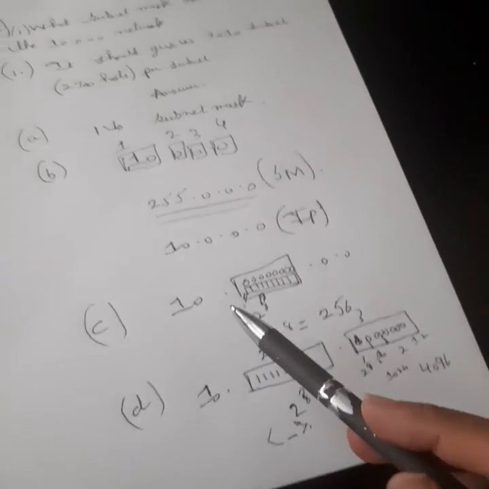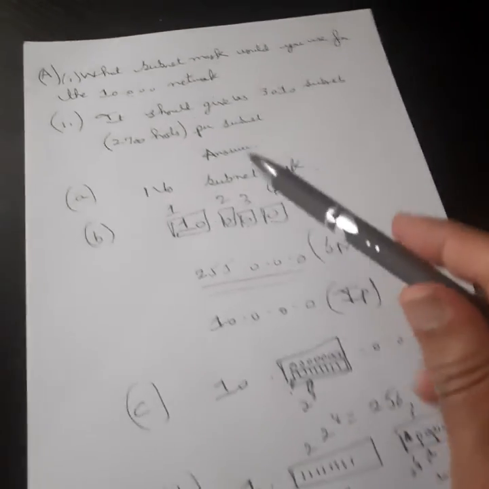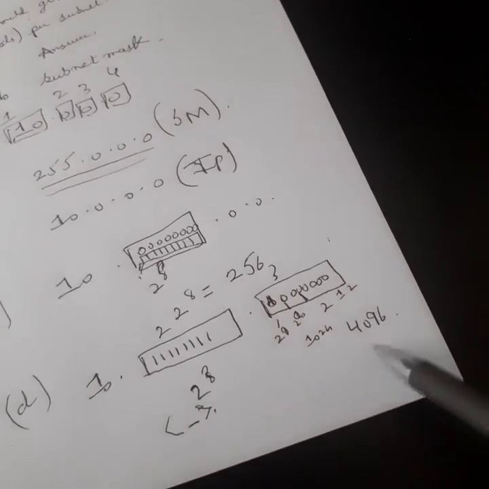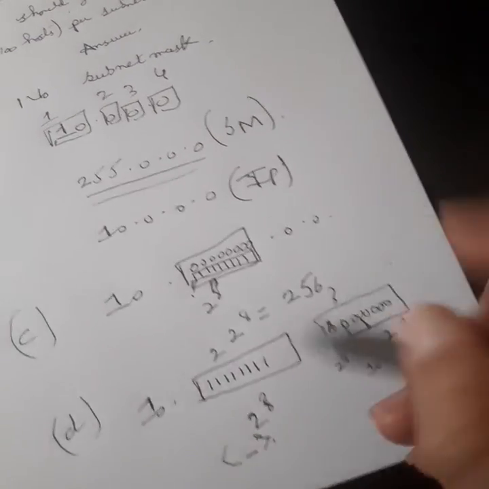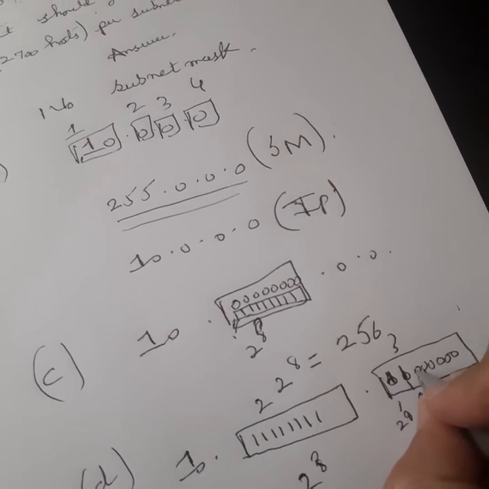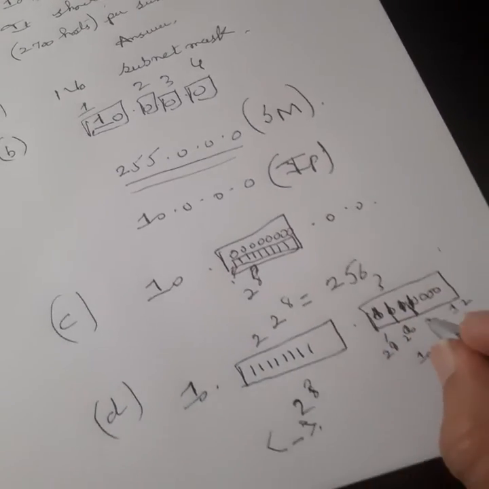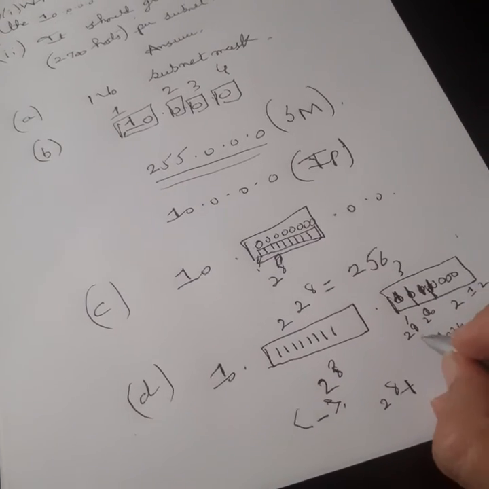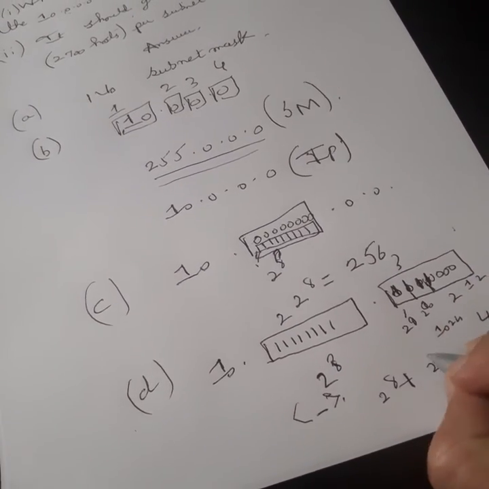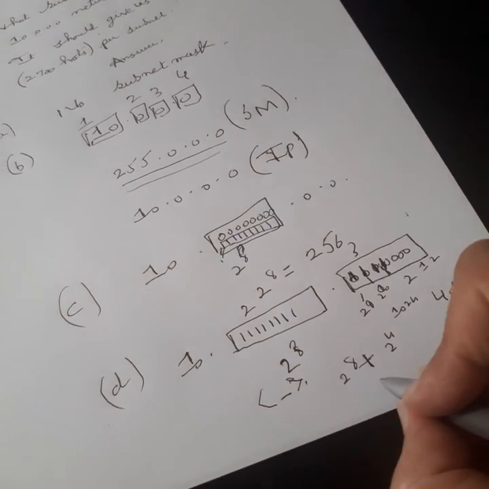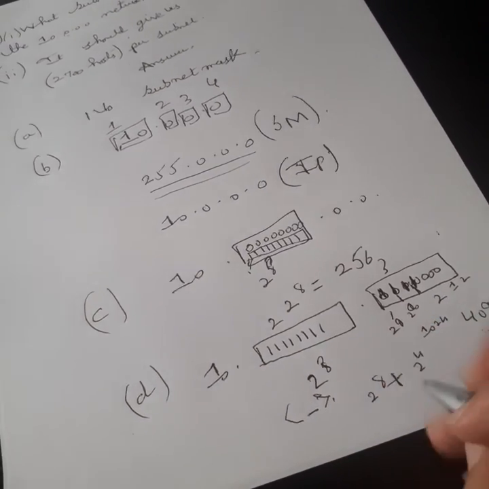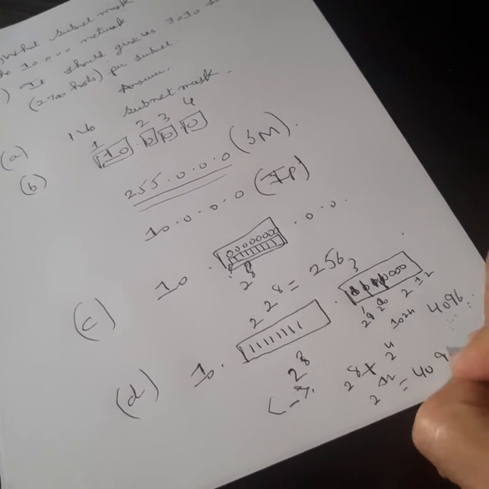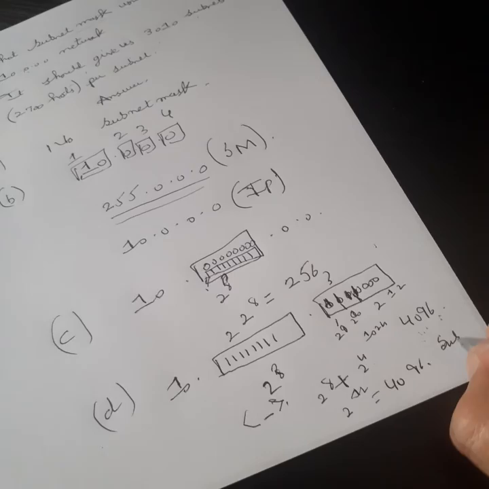So we'll leave it here in this video session, and I'll continue in the next video. Remember this: we wanted 3010 subnets. Here we've got 4096 subnets because we have changed 4 zeros to 1s here. So 2 power 8, then 2 power 9, 10, and 2 power 4 here. If we add them together, that's 2 power 12, equal to 4096 subnets.